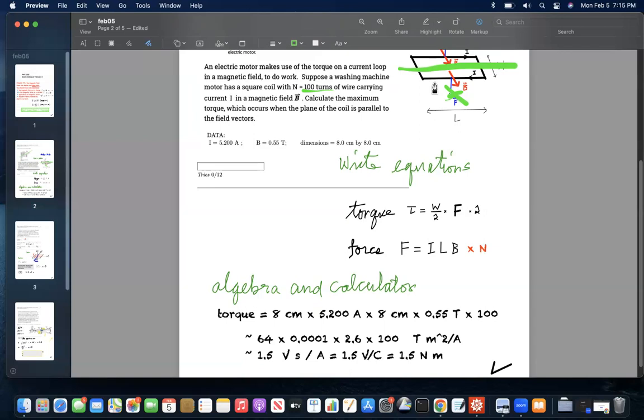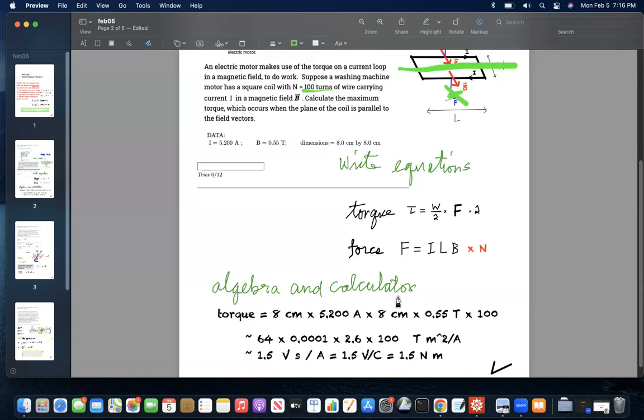L is also 8 centimeters. B is 0.55 Tesla. And we have to multiply by the number of turns of wire, so 100. So as usual, we have a calculation to do here. The answer will be a number with a unit. Now the number you can calculate with your calculator, but you can't calculate the unit with your calculator. You have to look at the expression to see what the unit is.